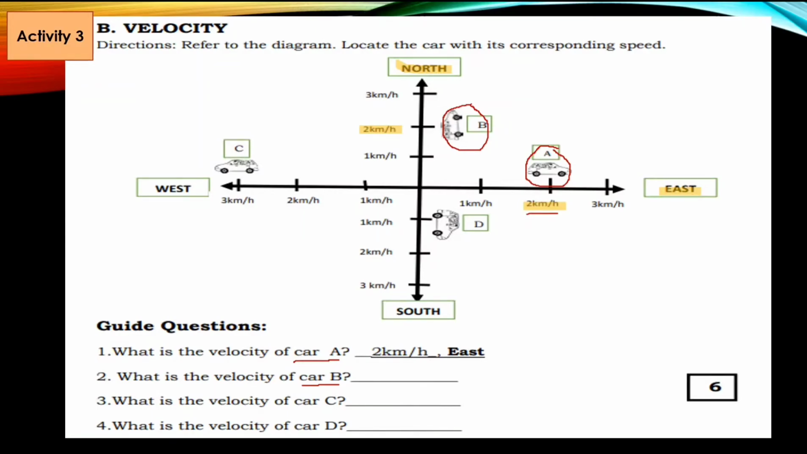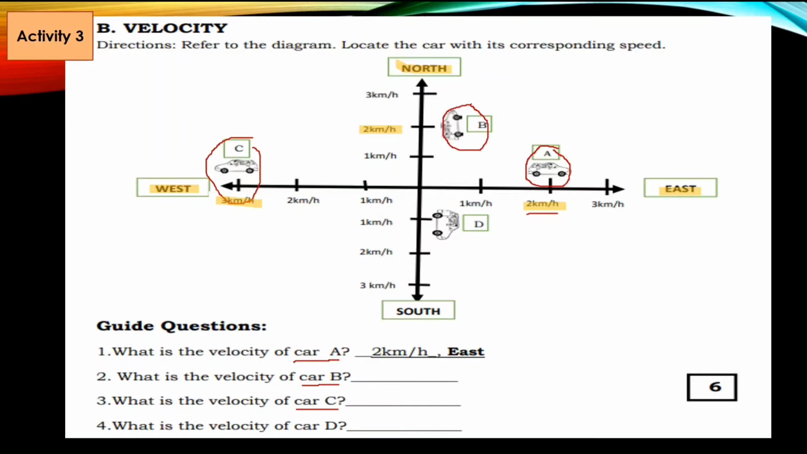Sa number 3 naman, velocity ng car C. Ang car C ay nandito. Ano ang measurement na nakalagay sa tapat niya at papunta saan? Iyon ang isasagot mo sa number 3.